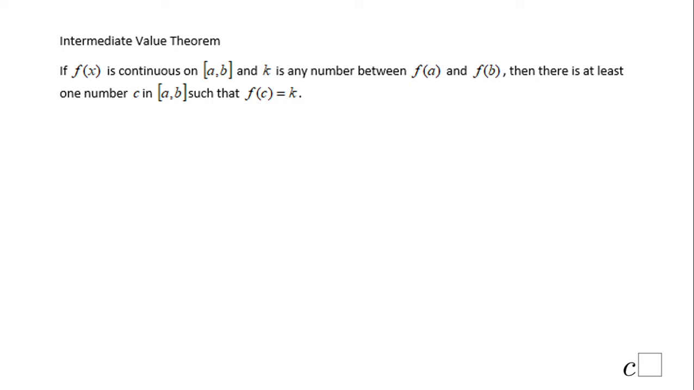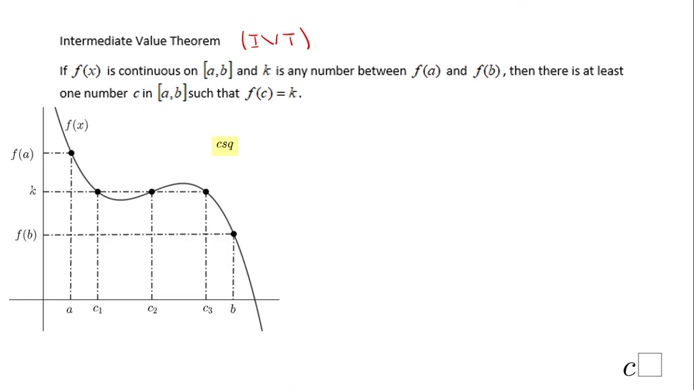And the last part of the clip is going to be about the IVT, as it's called, the intermediate value theorem, where we have a continuous function. If f of x is continuous on a closed interval a, b, and k is a number between f of a and f of b, then there is at least one number c in the closed interval a, b, such that f of c equals k. So the picture, I think, will help us understand what this theorem says.